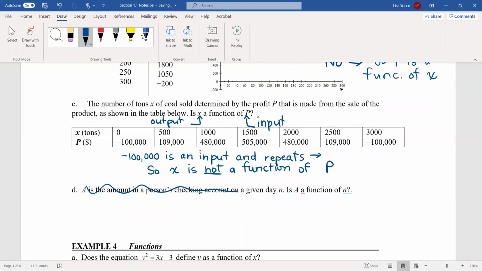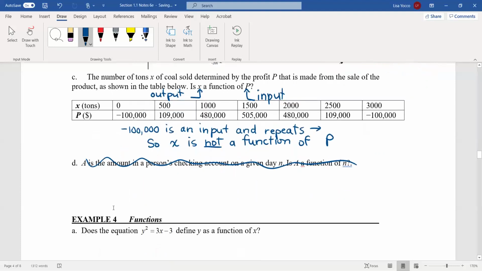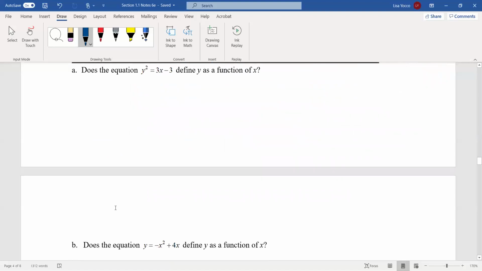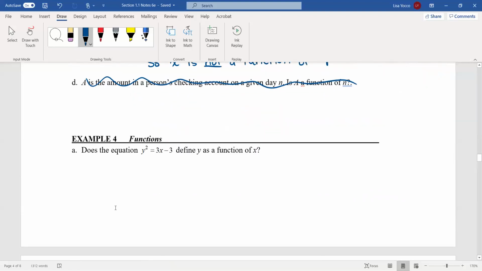I'm going to skip D because that's kind of open. That needs to be written a little bit better, and I forgot to do it. So we'll just skip that one. All right, any questions before I go to the next one? Okay. Going to example 4.